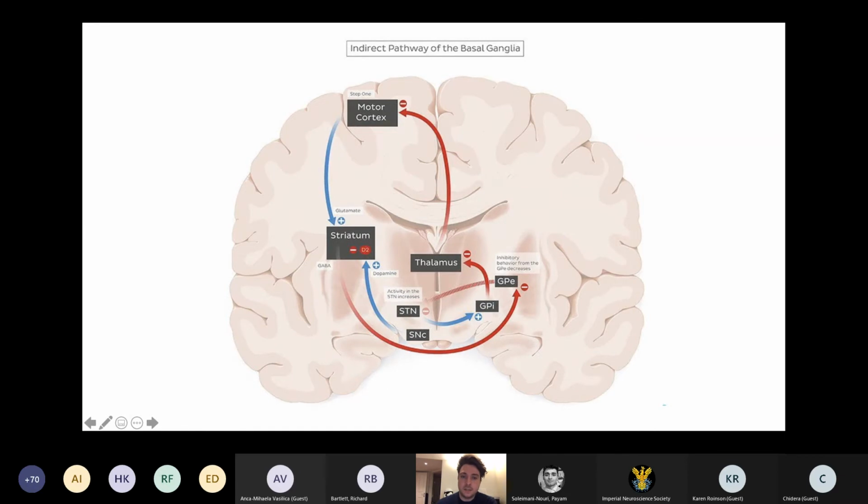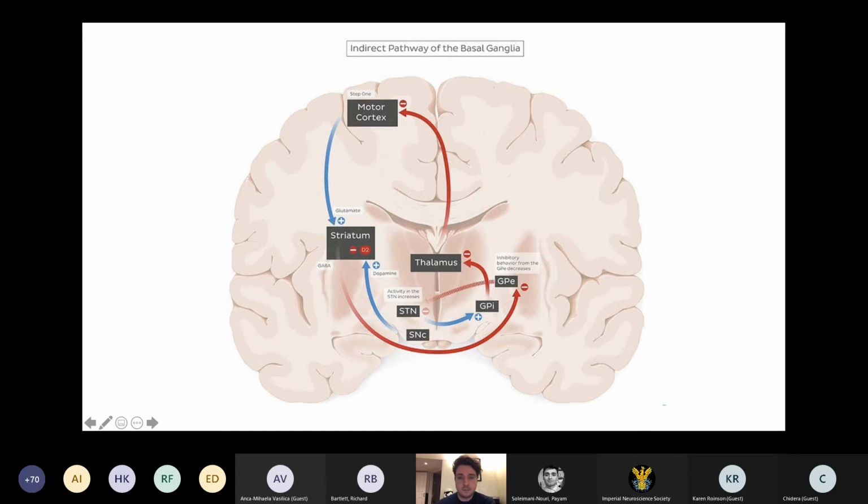Now, what I want you to imagine is every arrow from this point onwards in reverse. Unfortunately, I attempted to do some art to make this work, but it just did not do what I wanted it to do. So because you've got this D2 effect from the dopamine, you're actually going to inhibit the striatum. So rather than being excited by the motor cortex, the dopamine from this pathway activates the D2, which gives you an overall inhibitory effect on the striatum.